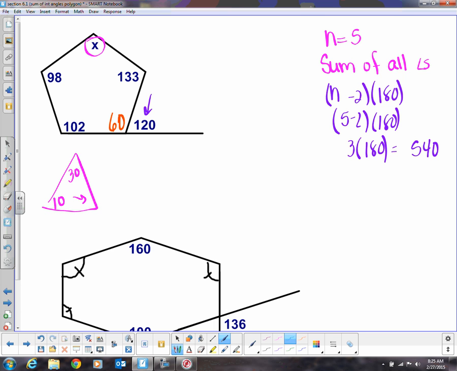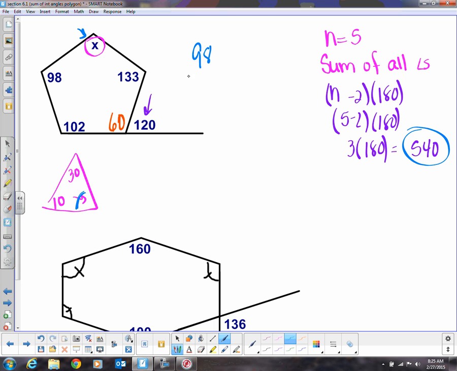We want to find x. We know all of them together is 540. Well, if I'm inside a triangle, how do I find this angle, if I know that's 10 and that's 30? So what are you going to do for this figure? And subtract from right. So you've got 90.